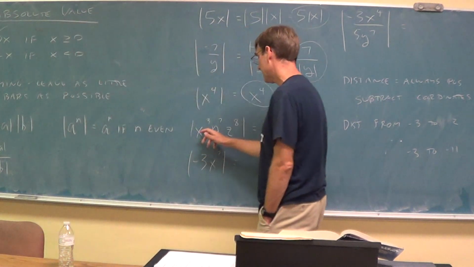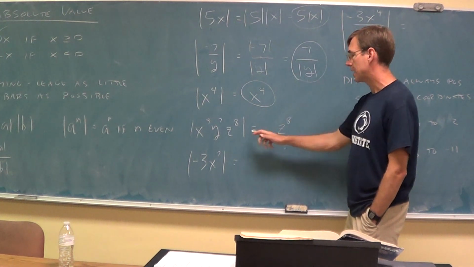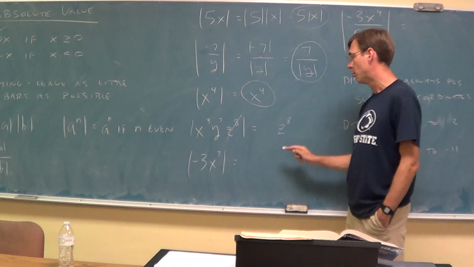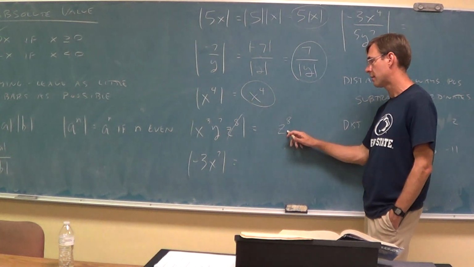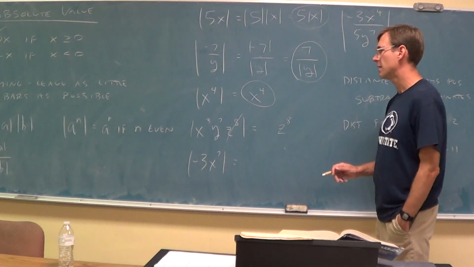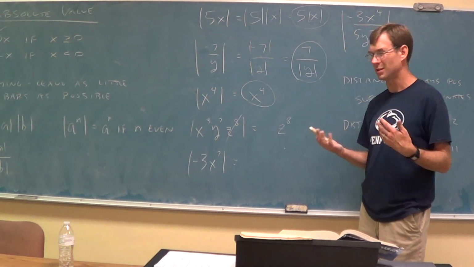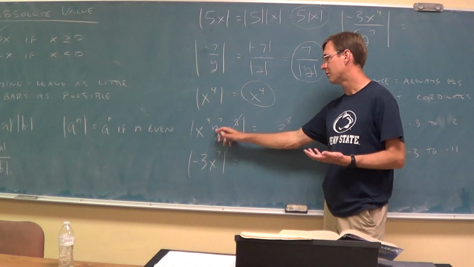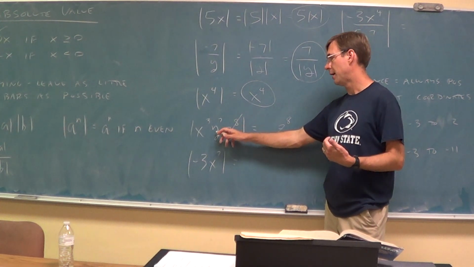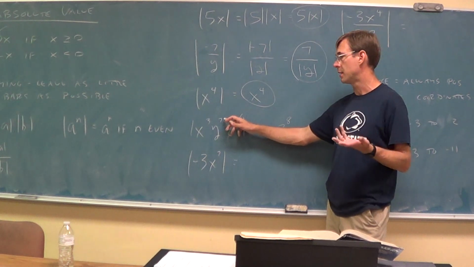For something like this, the easiest one to attack is the z to the 8th. Because that's an even power, we don't need the bars at all for z to the 8th. Y to the 7th is odd, so that creates a little bit of a dilemma. You don't really know whether odd powers go negative or positive or what they do. A negative to an odd is negative. A positive to an odd is positive. 0 to an odd is 0. That could go any which way.